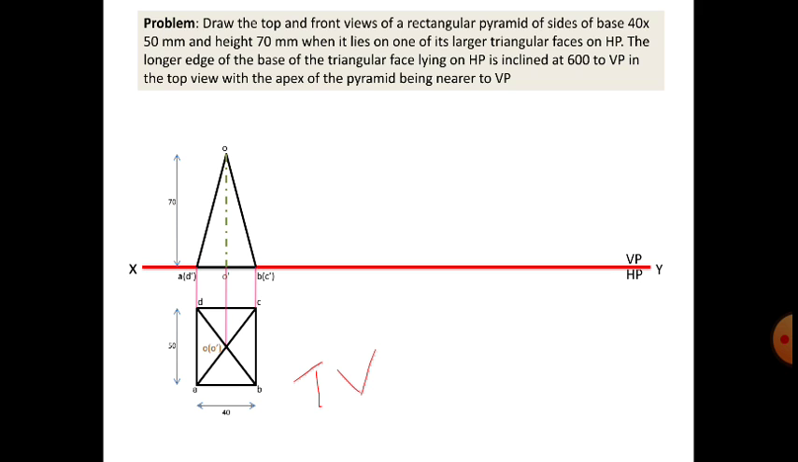Joining A dash to O and B C dash to O, we will get a triangular shape. When you see the pyramid from the front, it looks like a triangle. Now what he is saying is that the longer edge of the base of a triangular face is lying on the HP. It is not saying that it is inclined. It is saying that it is lying, which means it is resting over that XY line. So how are we going to rest it?